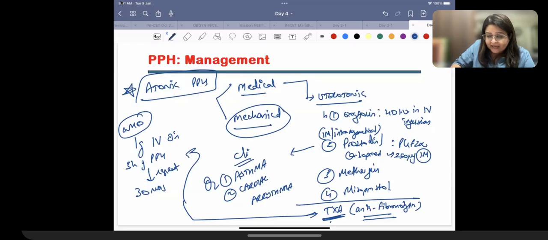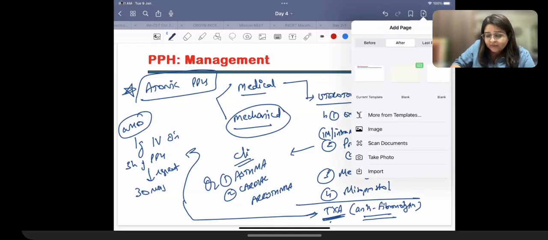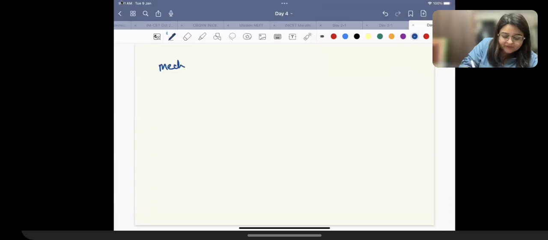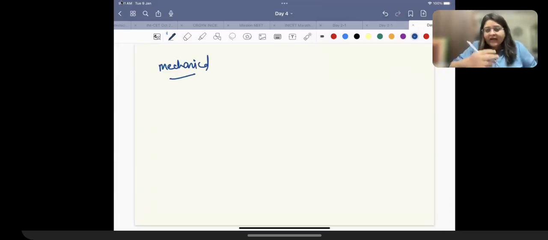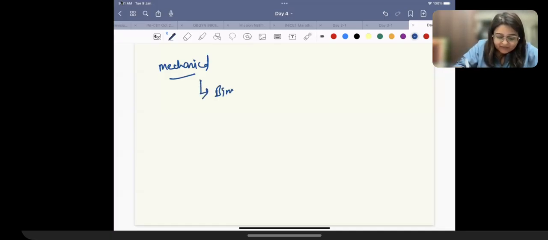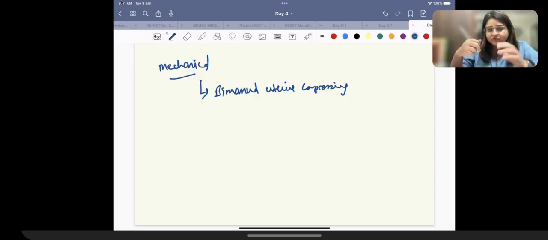Now, when it comes to mechanical measures to control atonic PPH, mechanical and medical go hand in hand. Mechanical helps till the time the medical management acts. Mechanical also helps when you're shifting the patient from a lower center to a higher center. In mechanical, you have several methods. One is bimanual uterine compression, that is compressing or sandwiching the uterus.